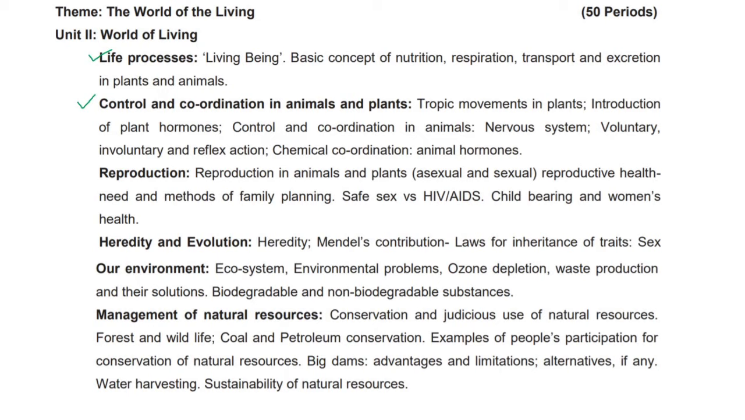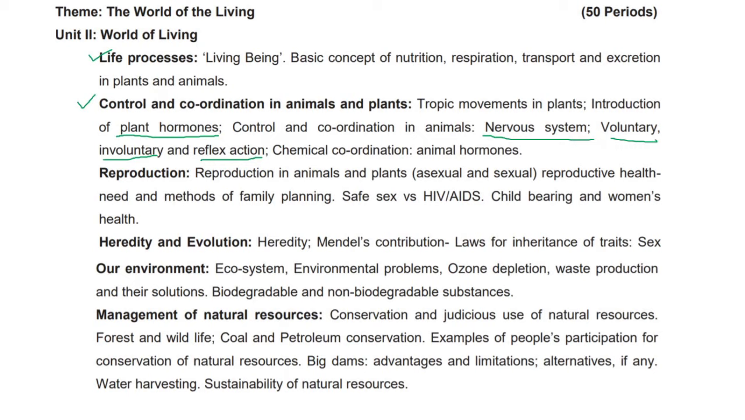Now in this we will be talking about the different type of movements, that is tropic movements, nastic movements in the plants, then a brief introduction into the plant hormones, or also known as the PGRs, plant growth regulators, control and coordination in animals, in which we will talk about the neural control and coordination, that is the nervous system, that is neurons, structure and functioning, the central nervous system, peripheral nervous system. We'll also talk about the voluntary, involuntary and reflex action, along with the functioning of the brain.